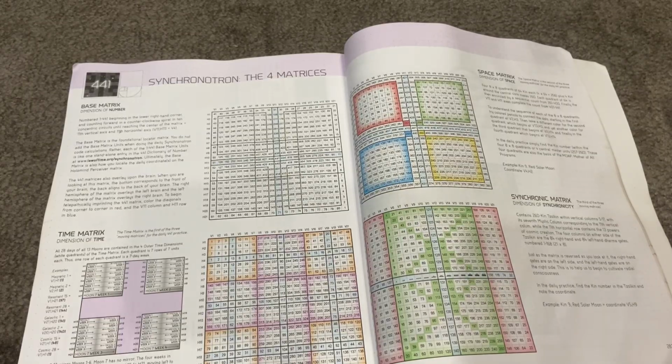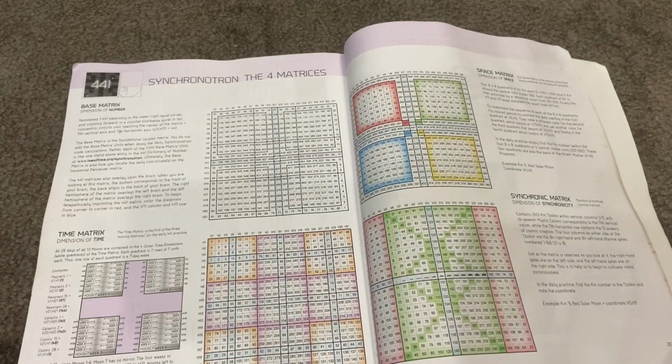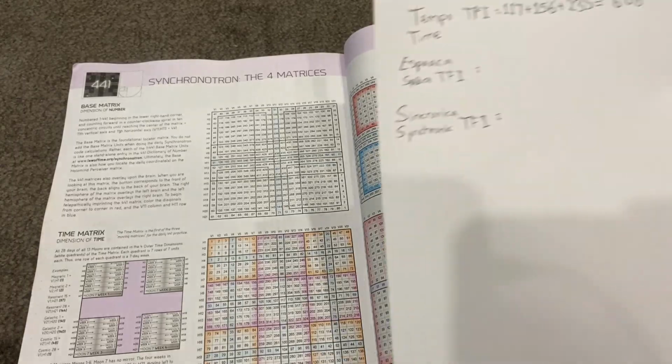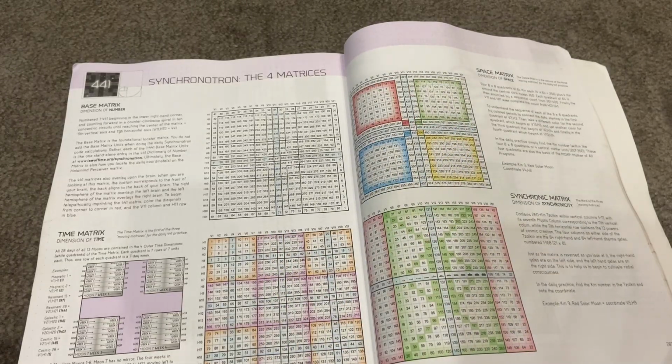Alright, so 235. So add those together, and we're going to get that total of 608. So that is our time telepathic frequency.